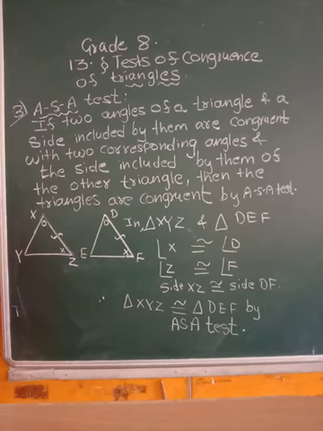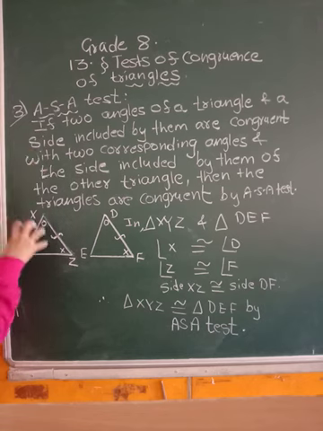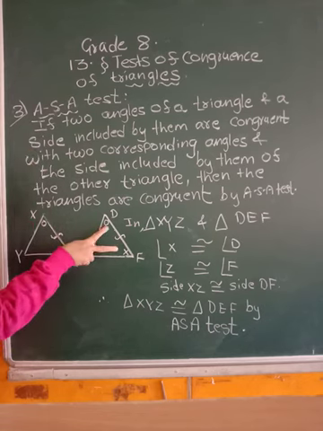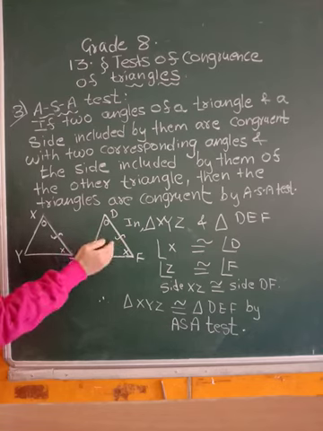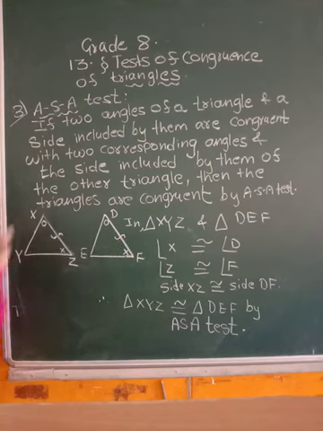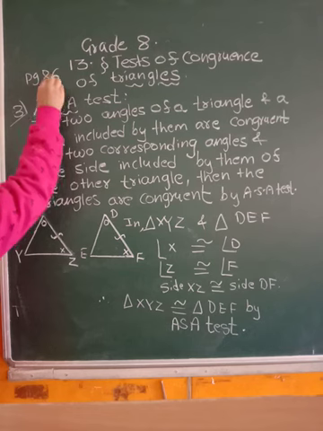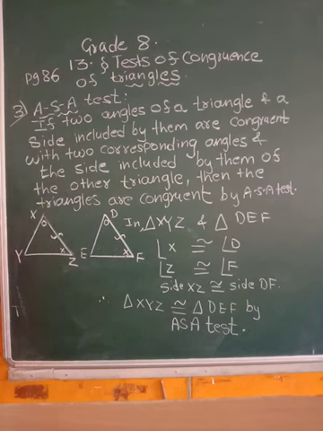So what is the ASA test? The name itself tells you. Two angles and included side of one triangle is correspondingly equal or congruent to two angles and included side of the other triangle. Then we say two triangles are congruent by ASA test. You can write in your own words also. This is given in your textbook. You can see all the tests are given on page number 86. I have taken this from page number 86. Okay, page 86. This is given, but you can write in your own words also.